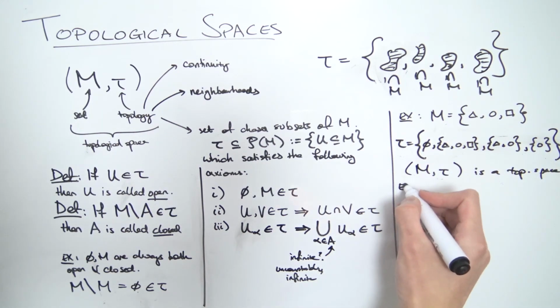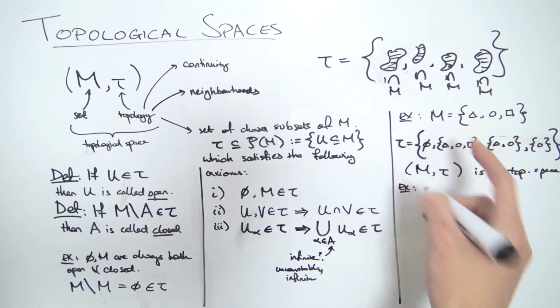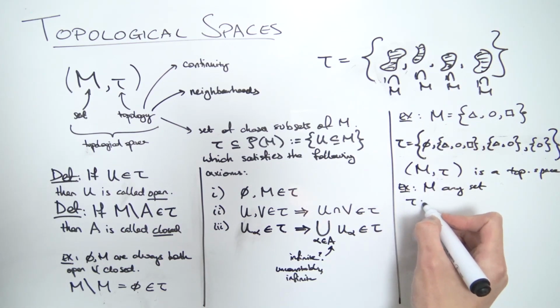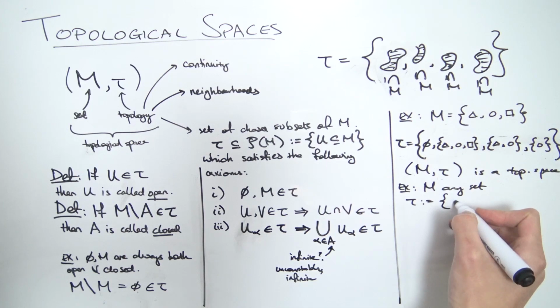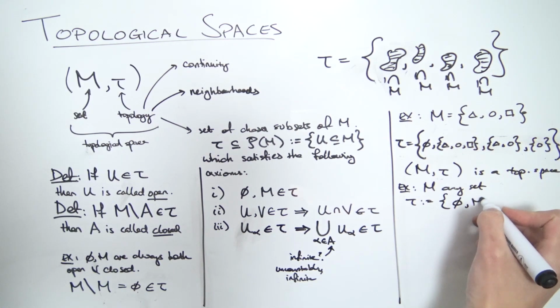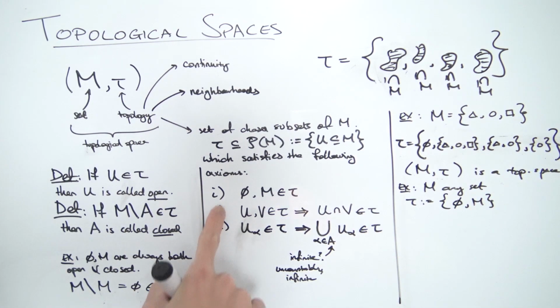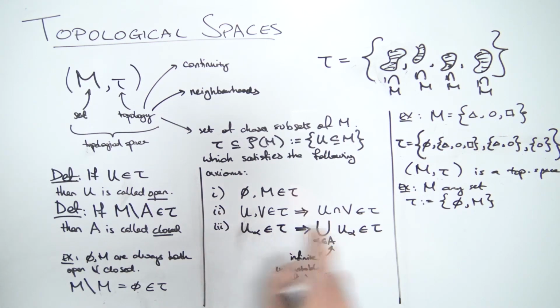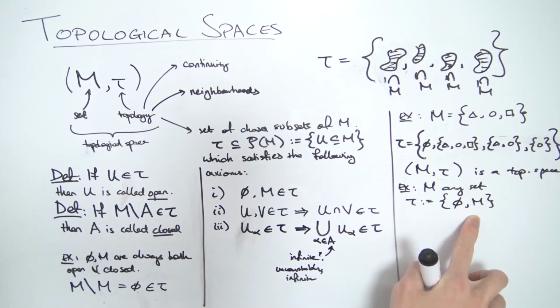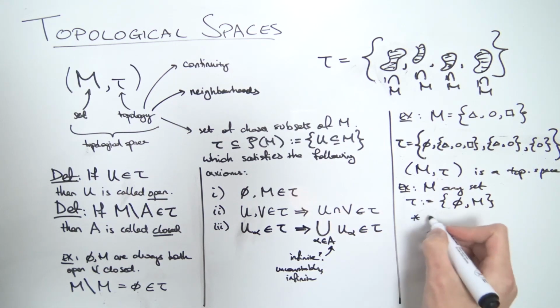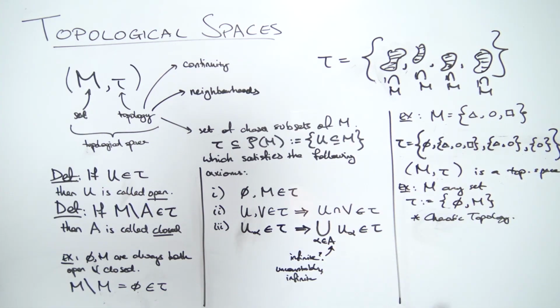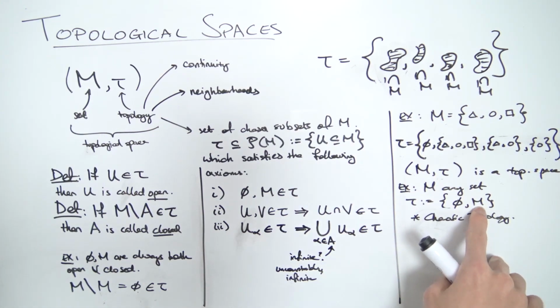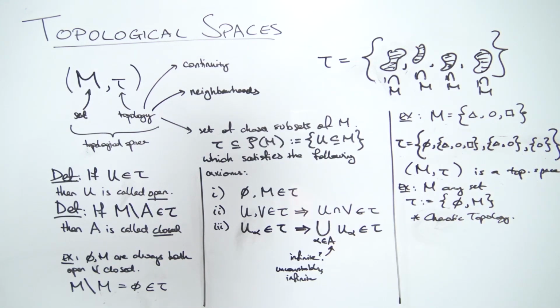Another example to make is let M be any set. We can choose tau to be the set consisting of only the empty set and the set M itself. Notice the first axiom holds, and 2 and 3 also hold, because take any union or any intersection, it's already in there. This is what's called the chaotic topology. It's chaotic in the sense that the only non-empty neighborhood is the set M. You can think about everything being in the exact same neighborhood, hence the name chaotic.